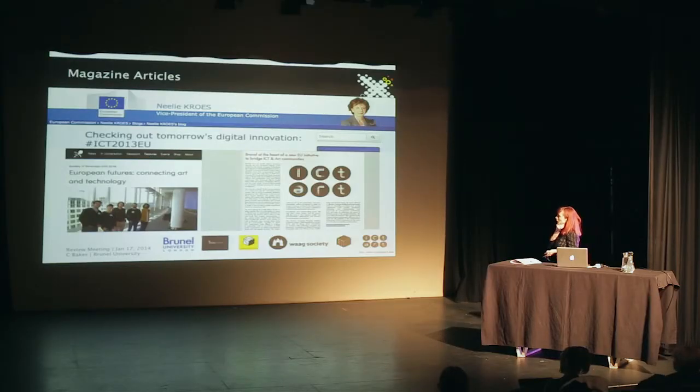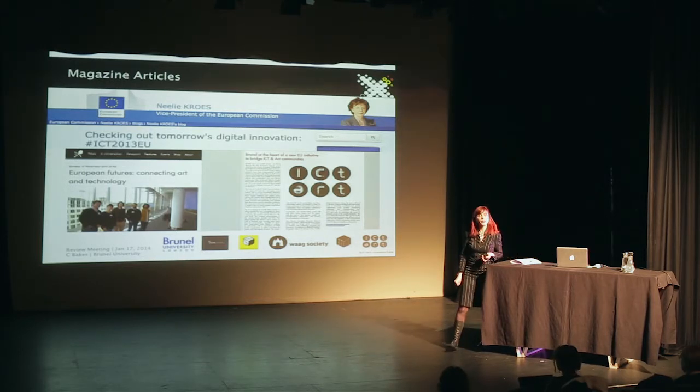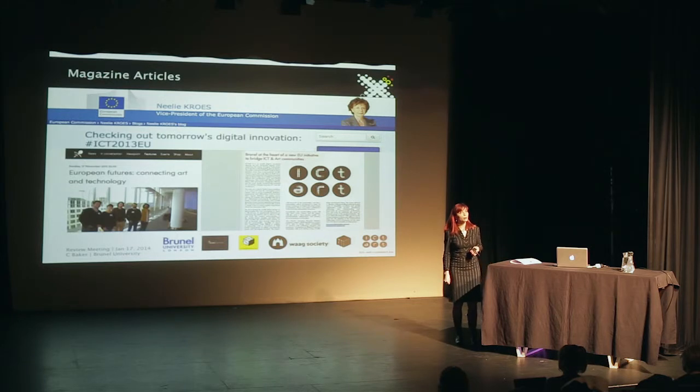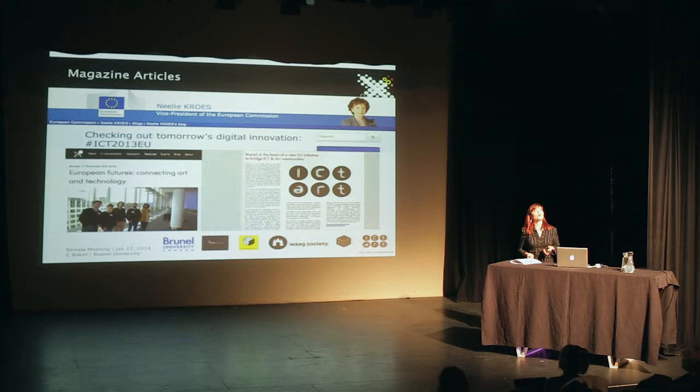Recently we had some articles written about us. The Vice President of the European Commission, Nelly Kroes, was quite pleased with our pop-up installation at this ICT conference in Vilnius and wrote a little bit about that. We've also had an article in Empirica talking about the European Parliament presentations, and at Brunel we've been spreading the word widely about what we're up to to our colleagues and our peers.